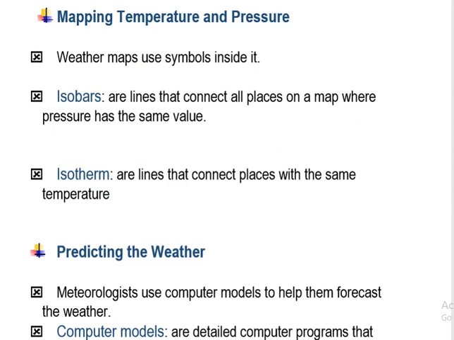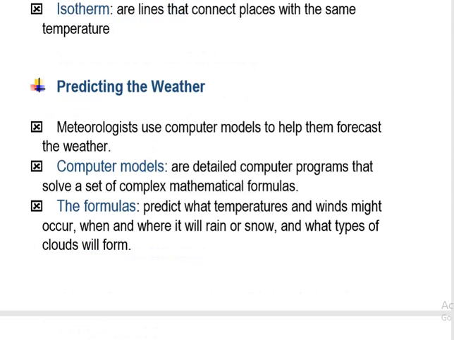Then we make a weather map. In this map, we use symbols to map pressure and temperature. For pressure, we use a symbol called isobars. Isobars are lines that connect all places that have the same pressure. For temperature, we use isotherms, which are lines that connect places with the same temperature.